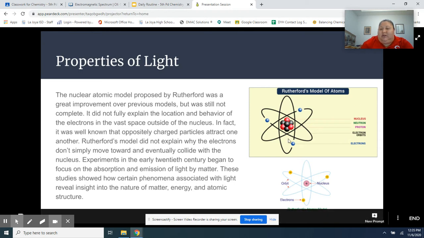All right, so here you have Rutherford's atomic model. In red and black, you have your nucleus, which are your protons and your neutrons, and in blue, the blue circle around the nucleus, you have your electrons in that cloud. These black circles or ovals that you see here are the orbits where the electrons are rotating around the nucleus.